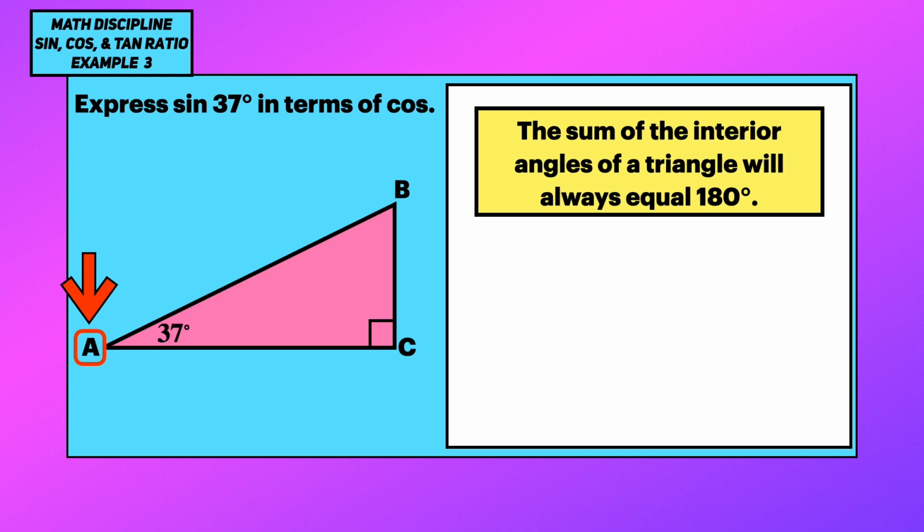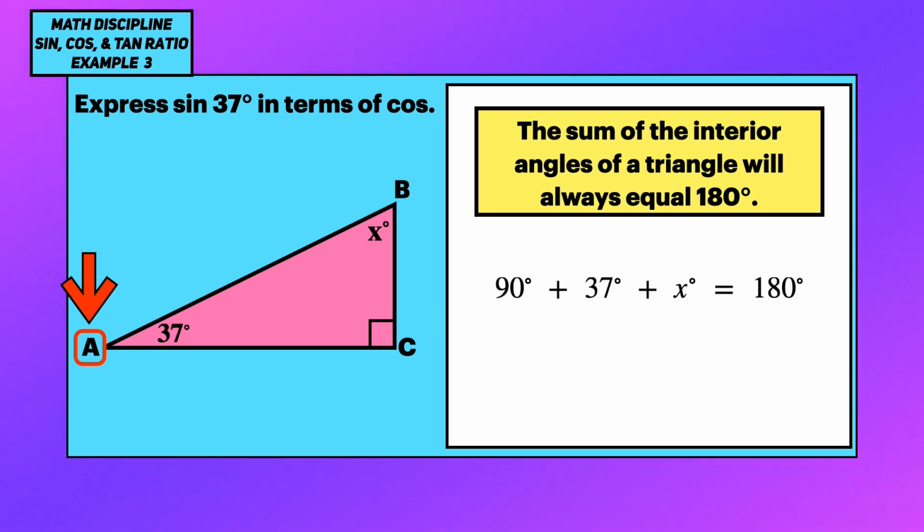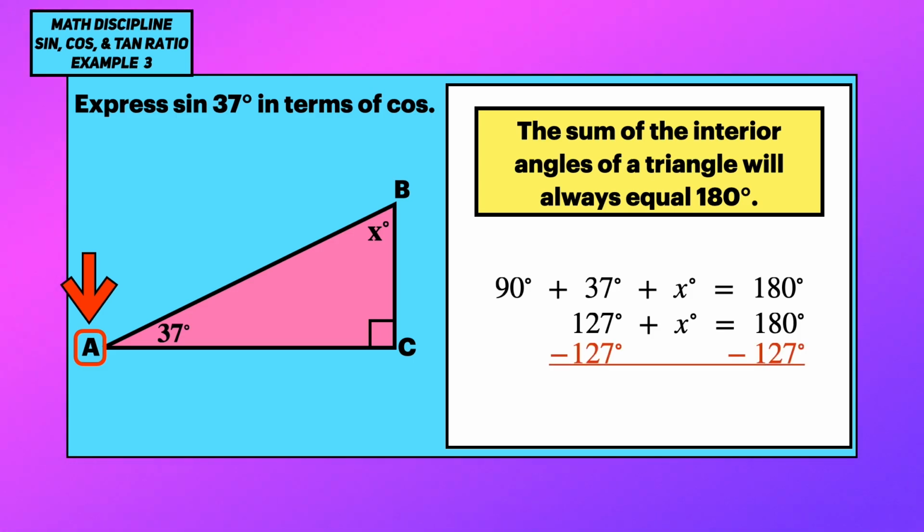Our triangle has a 37-degree angle and a 90-degree angle. Let's assign the variable x to the measure of angle B. Now, since the three angles have to add up to 180 degrees, let's write that in an equation. 37 plus 90 plus x equals 180. We combine the like terms on the left side of our equation, and that gives us 127 plus x equals 180. Now subtract 127 from both sides of the equation, and that leaves us with x is equal to 53 degrees. So the measure of angle B is 53 degrees.